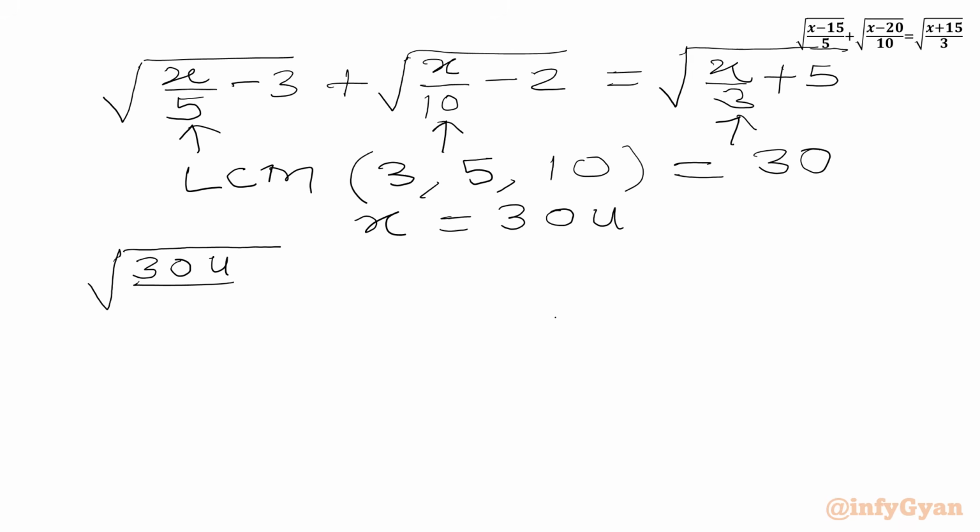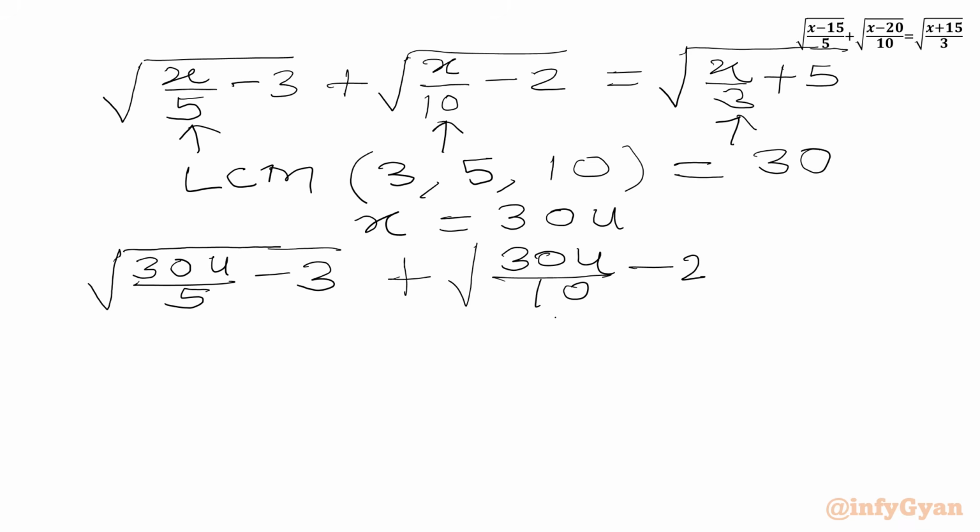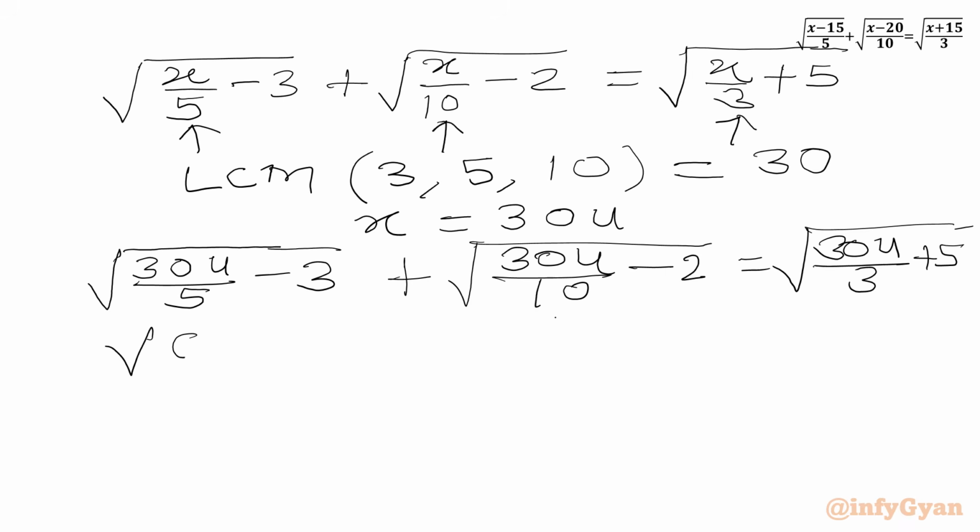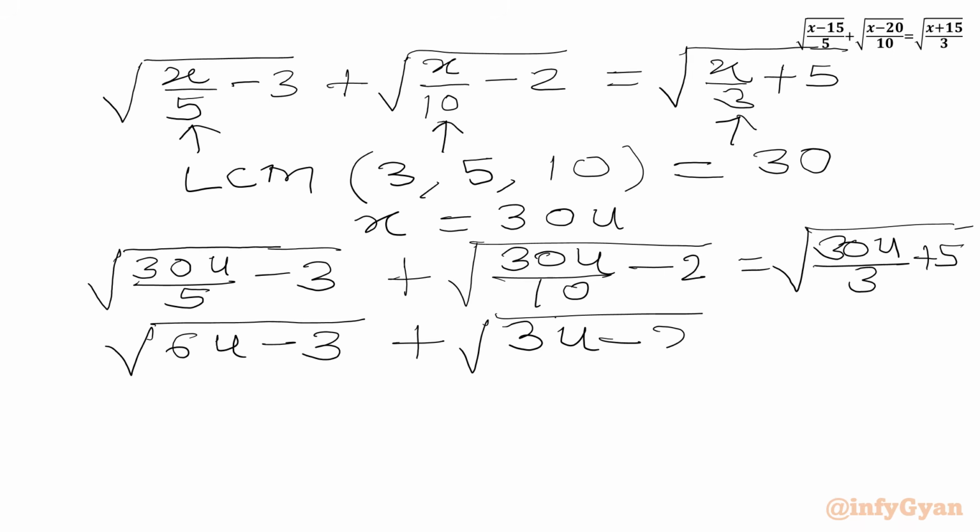So square root of 30u over 5 minus 3 plus square root of 30u over 10 minus 2 equal to square root of 30u over 3 plus 5. Now 30 over 5 is 6, so we get square root of 6u minus 3 plus 30 over 10 is 3, so square root of 3u minus 2 equal to 30 over 3 is 10, square root of 10u plus 5. Now we have a denominator-free equation, meaning the denominator is 1.